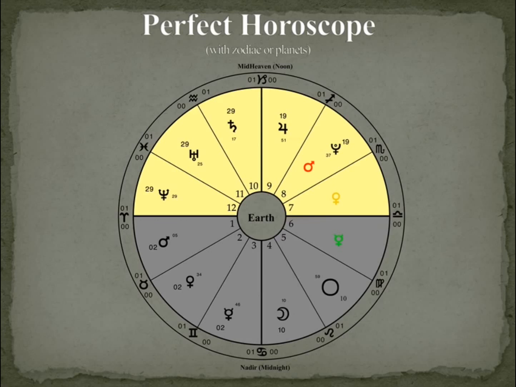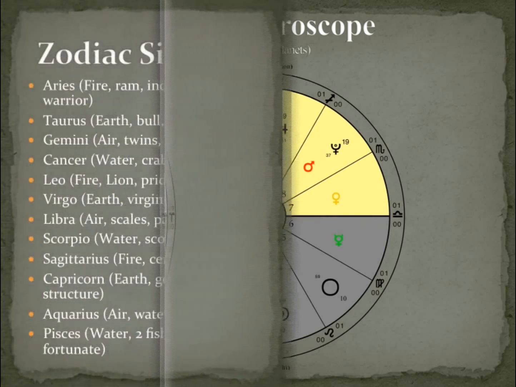And with the help of the tools I introduced you to and the decisions you had to make in Chapter 3, you should now be able to construct and/or cast an accurate horoscope.